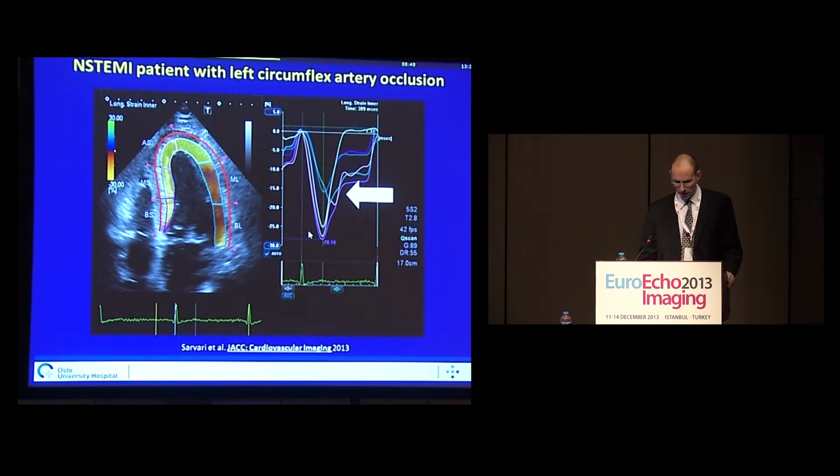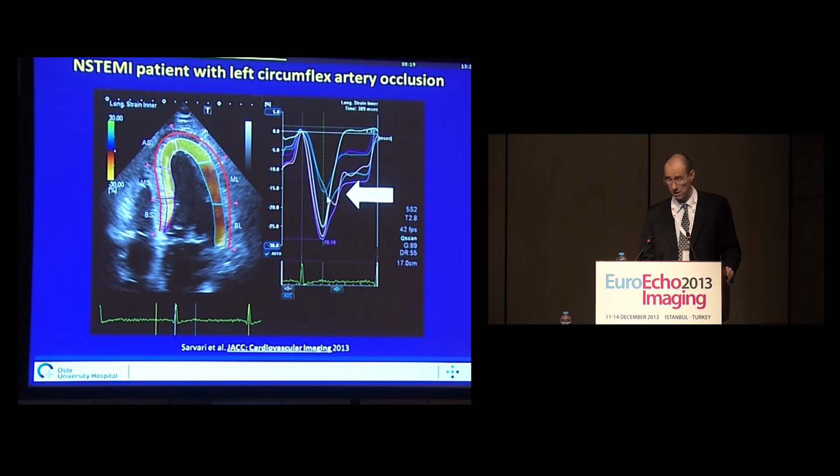But back to our study, this is an NSTEMI patient with left circumflex artery occlusion. This is a four-chamber view of the heart. Our region of interest is the left ventricular endocardium. And as you can see, the segments supplied by the left circumflex artery have reduced color-coded deformation, while the other segments have normal color-coded deformation.